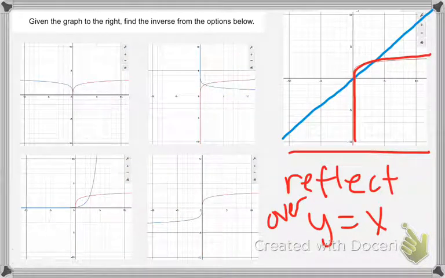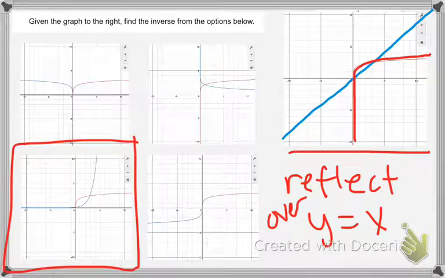Just get rid of these notes. This will be our answer. So all we have to do when finding inverses is just reflect it over the line y equals x.